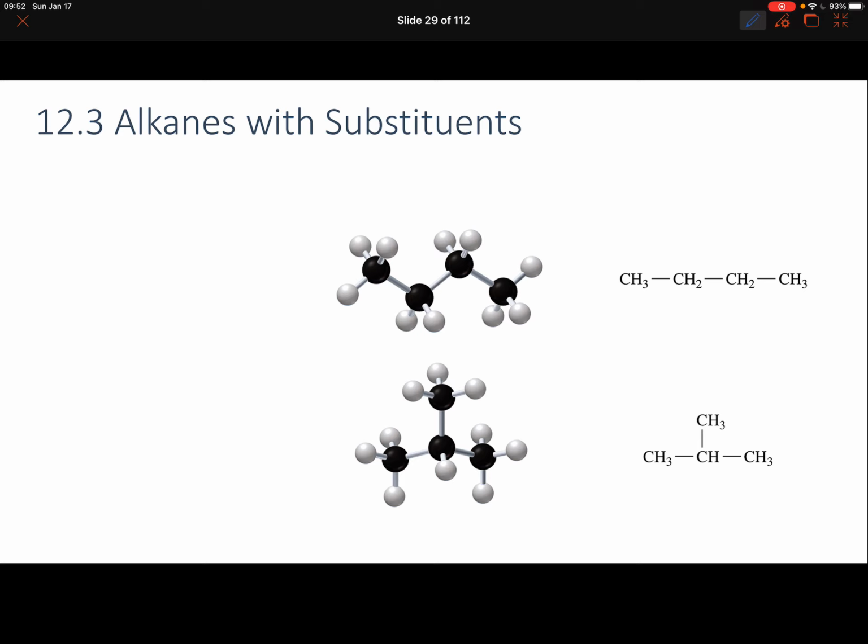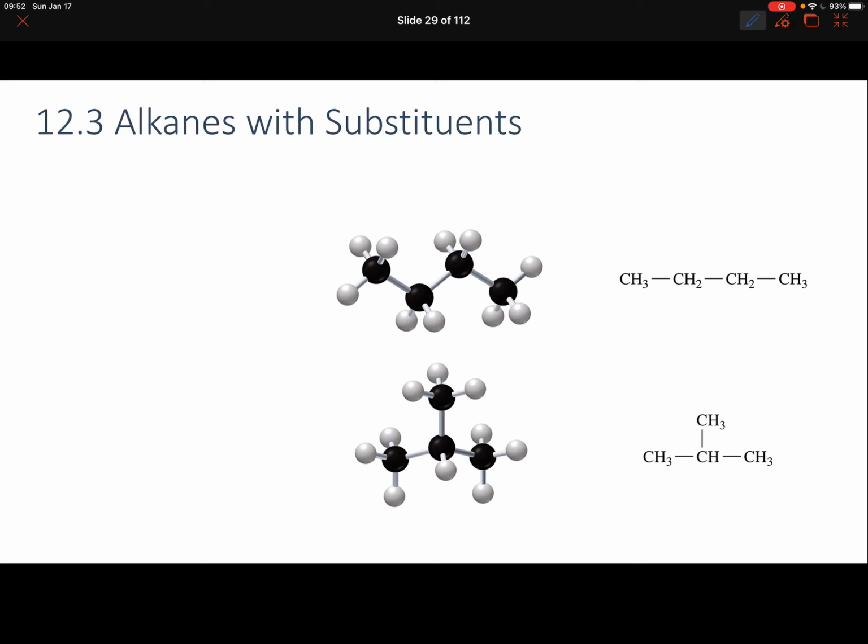Now, when an alkane has 4 or more carbon atoms, the atoms can be arranged so that a side group, called a branch or a substituent, is attached to a carbon chain. So the learning goal in this chapter is to write IUPAC names for alkanes with substituents and to draw their condensed structural and line angle formulas.